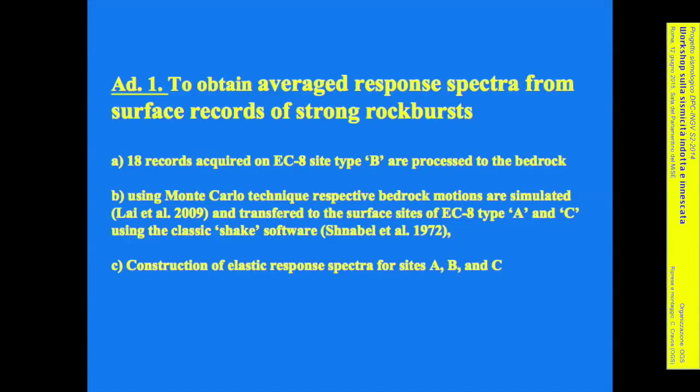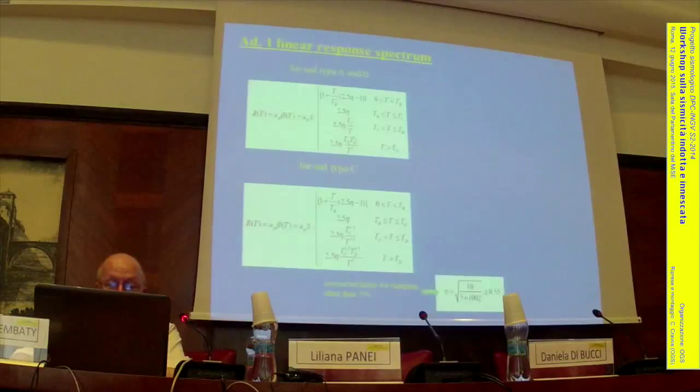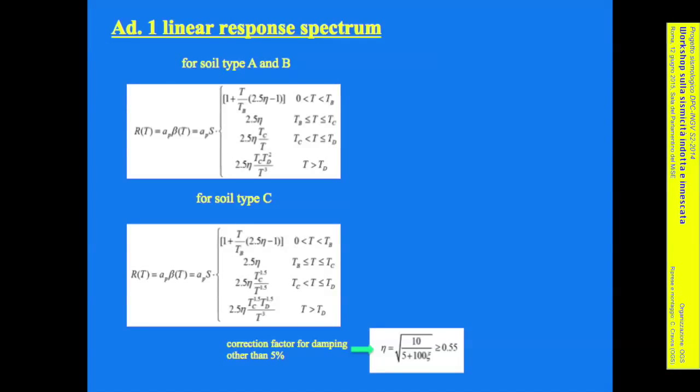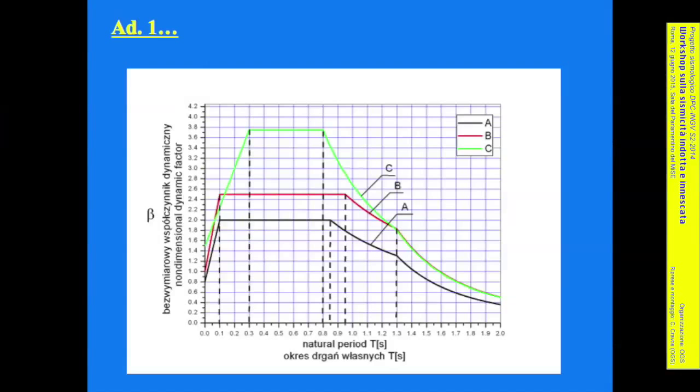So we managed to have 18 strong records on site type B, all of them on site type B. We used the Monte Carlo technique. I had some help from Carlo Lai from Pavia to work on these records using the SHAKE software, and then we constructed elastic response spectra. So here are these spectra for type A, B and type C. Central for us was the type B response spectrum.